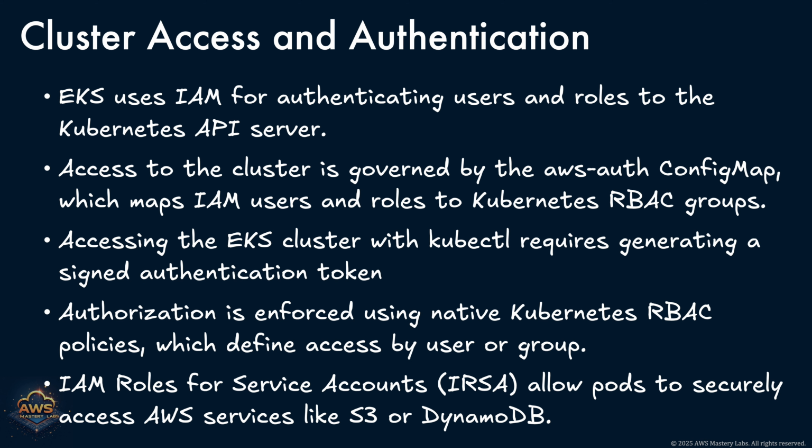With IRSA, you can associate a specific IAM role to a Kubernetes service account, allowing the containers in that pod to assume the role and access AWS services using fine-grained permissions and short-lived credentials. In multi-team or multi-environment scenarios, multi-tenancy can be enforced using a combination of IAM role mappings, Kubernetes namespaces, and RBAC policies. This ensures separation of duties and secure access control between teams sharing the same cluster.